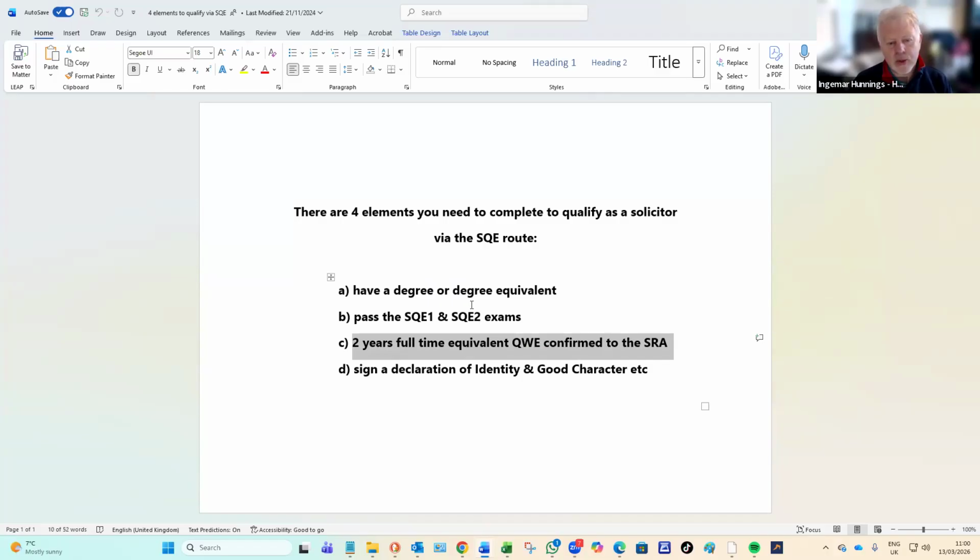Let me now move on to how you apply for an exemption from the SQE2. This is obviously only relevant to people who are qualified US attorneys.